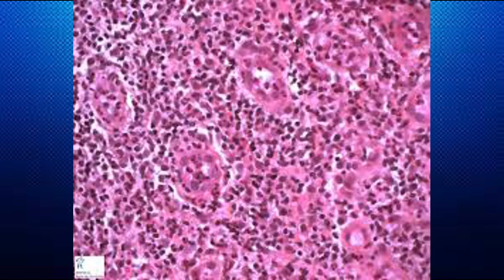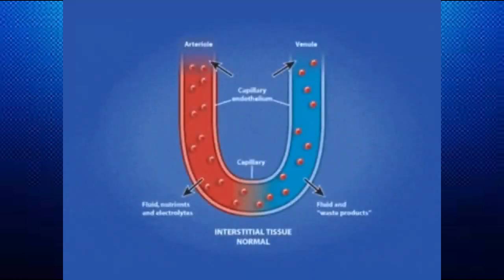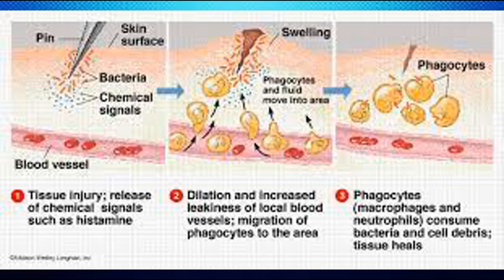Redness, which is due to dilation of small blood vessels within damaged tissue, as it occurs in cellulitis. 2. Heat, which results from increased blood flow, or hyperemia, due to regional vascular dilation. 3. Swelling, which is due to accumulation of fluid in the extravascular space, which, in turn, is due to increased vascular permeability.